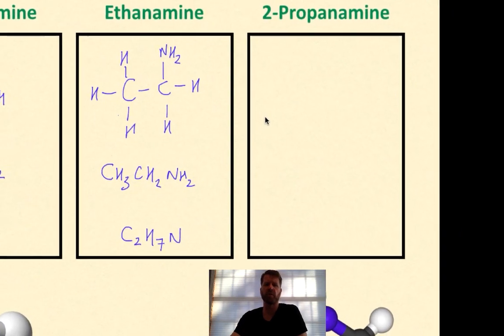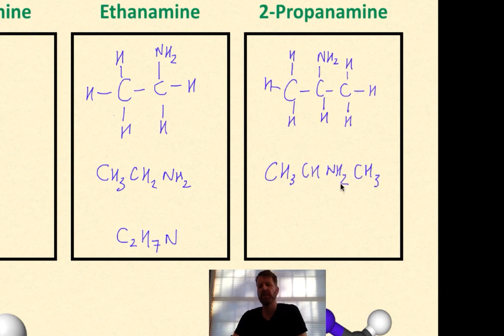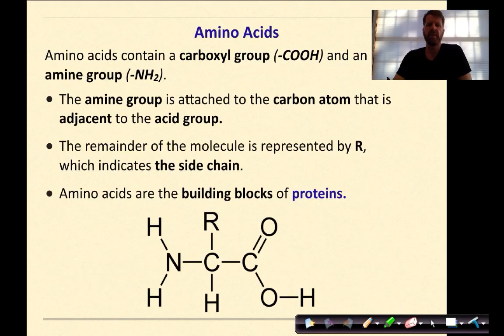Let's draw a structural formula for 2-propanamine. And let's condense that. Now if we look at the amine group on carbon 2, we could put this amine group in parentheses for clarity, although it's not necessary to do so. Molecular formula?